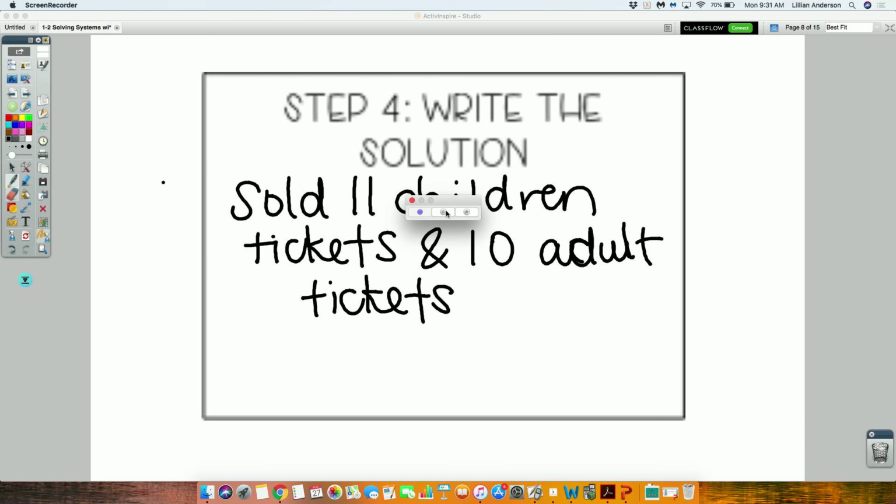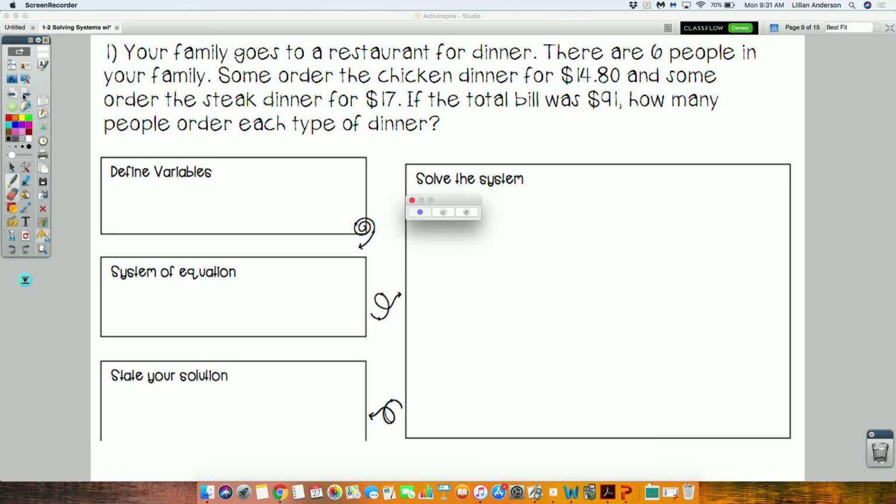Okay. So here we go. The first example, it says your family goes to a restaurant for dinner. There are 6 people in your family, large family. Some order the chicken dinner for $14.80, and some order the steak dinner for $17. If the total bill was $91, how many people ordered each type of dinner?